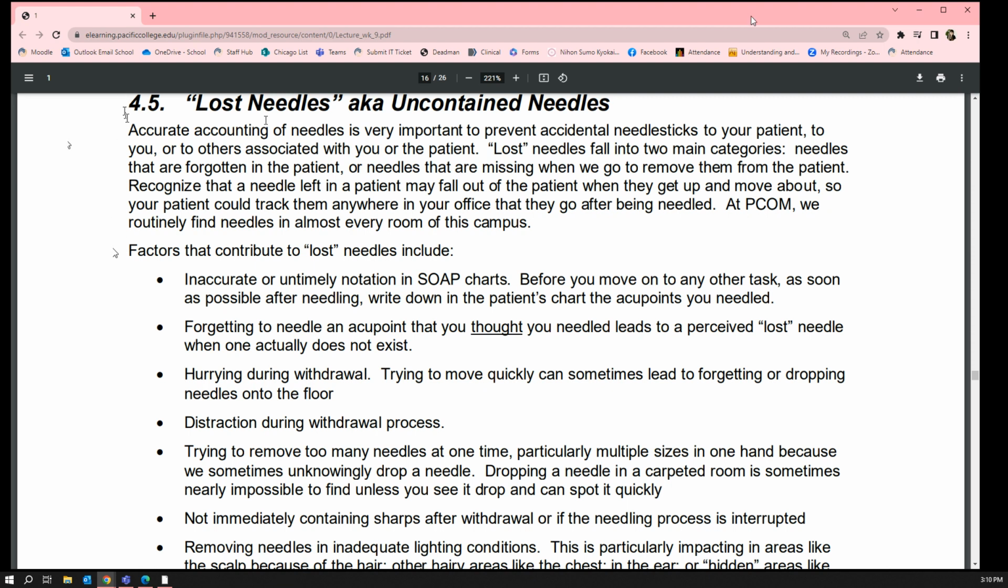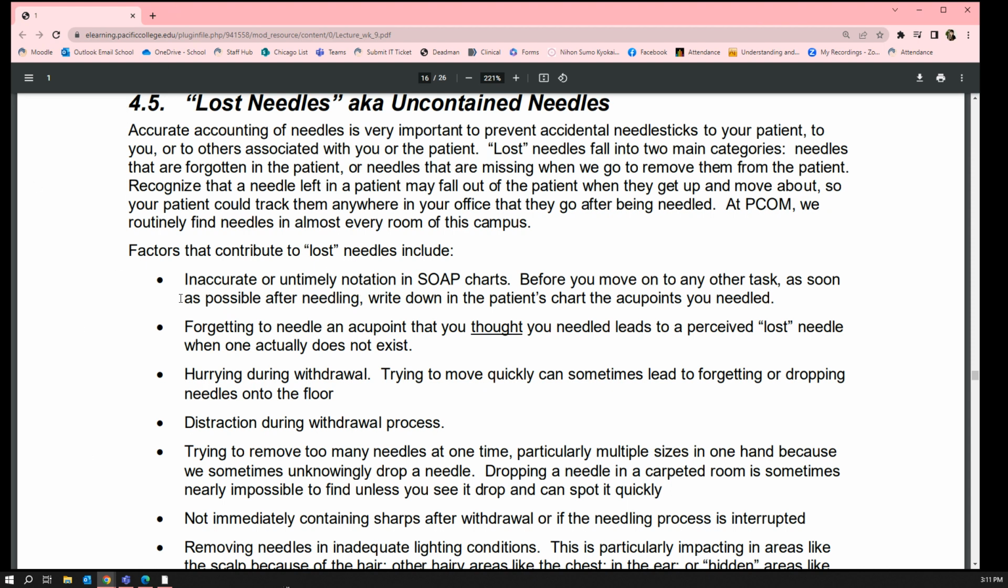All right, next one is lost needles, aka uncontained needles. So lost needles fall into two categories: ones that are forgotten in the patient, or ones that are missing when we go to remove them from the patient. So needles can fall out during treatment. They can fall out after they get up and move around. So make sure that you are paying attention.